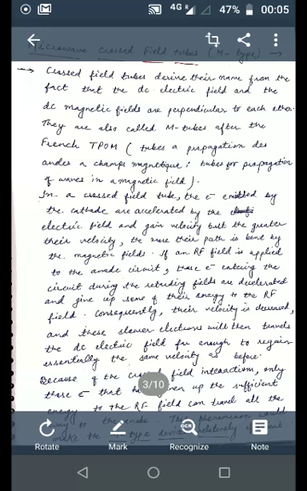If an RF field is applied to the anode circuit, those electrons entering the circuit during the retarding fields are decelerated and give up some of their energy to the RF field. Consequently, their velocity is decreased, and these slower electrons will then travel the DC electric field far enough to regain essentially the same velocity as before.